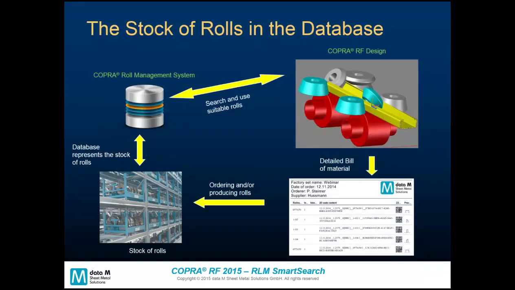So to understand what is happening, essentially we have a stock of roles in the database itself, the COPRA role management system. And this database represents the stock of roles we have within our facility. From here, we can look and search for existing roles, and then we can order our production roles from a direct and detailed bill of materials from within the COPRA RF role design. What we're looking at doing is searching and using suitable roles to complete our design.